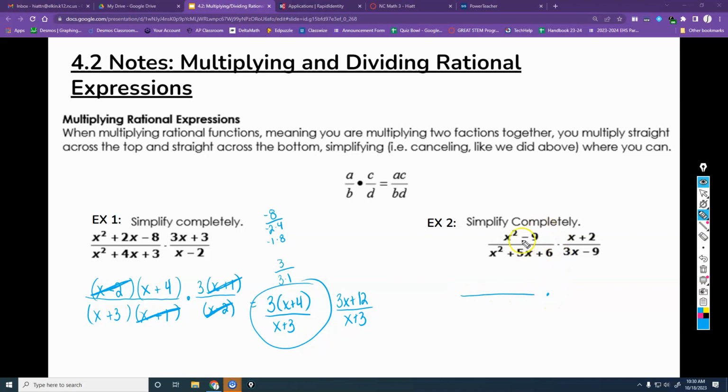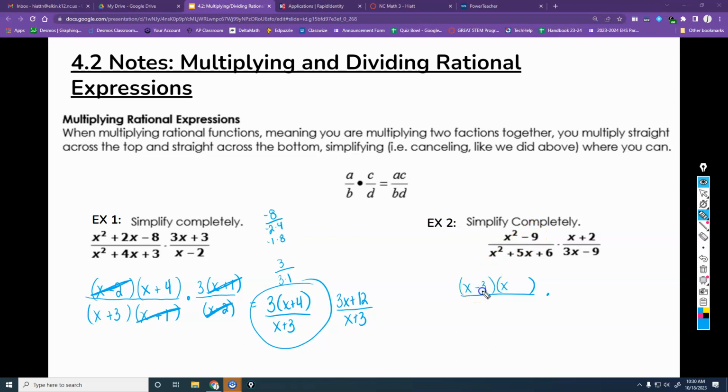All right, so the next one, we have to simplify completely. We've got x squared minus 9 over x squared plus 5x plus 6. So x squared minus 9, we're breaking it into two sets of parentheses. There is no greatest common factor there. I have an x and an x. This is one of those special cases where the middle number canceled out. So what numbers should I use? Not 1 and negative 9.